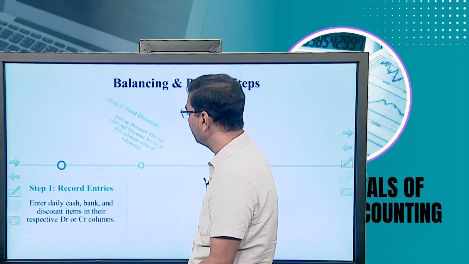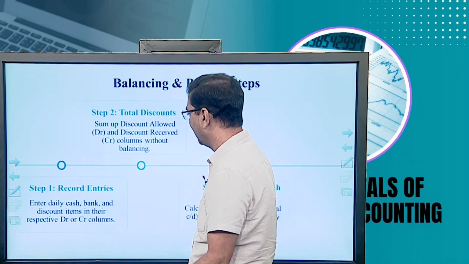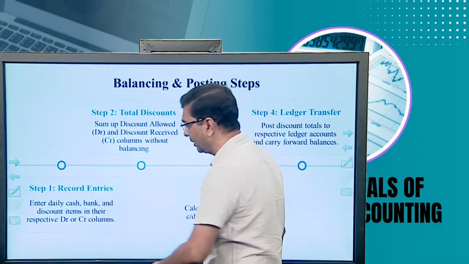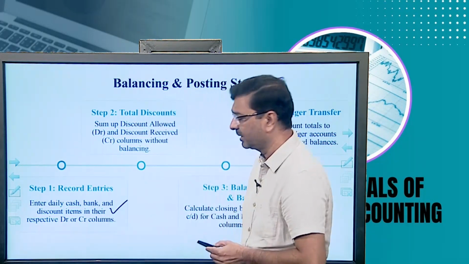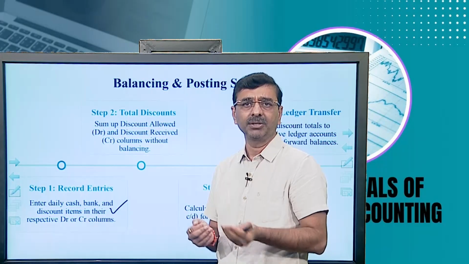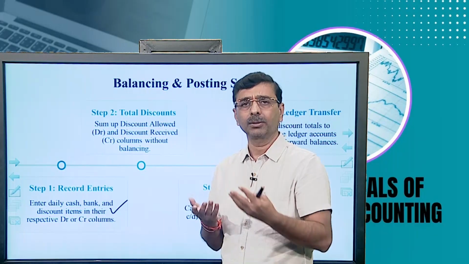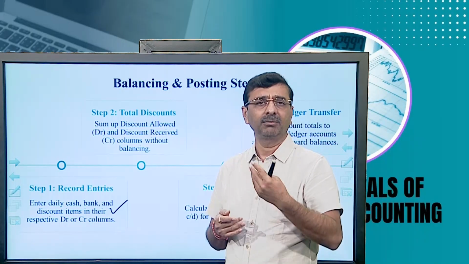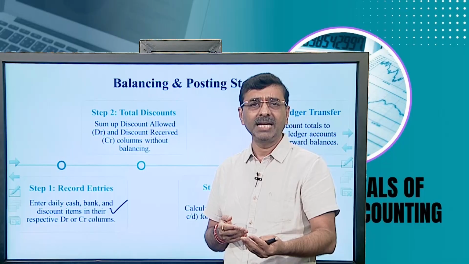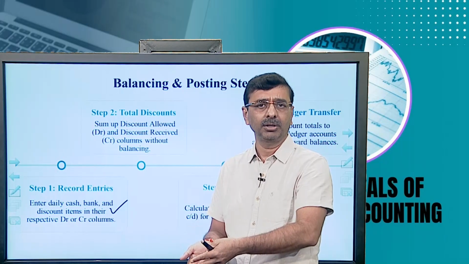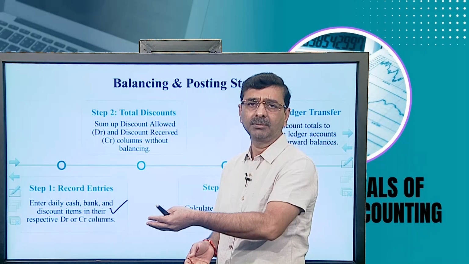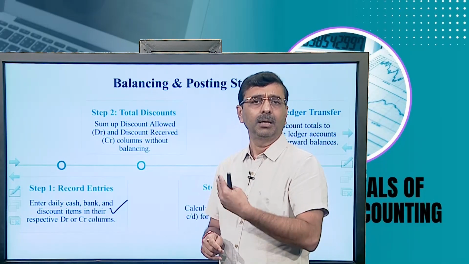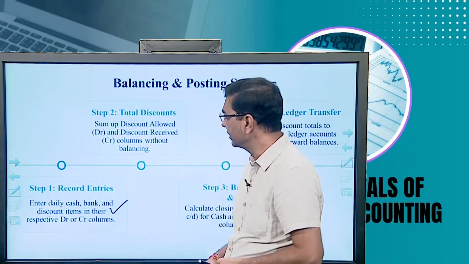The balancing and posting steps are recorded. First, record entries and enter daily cash, bank and discount items in their respective debit and credit columns. As I mentioned, the 3 columnar cash book is also similar to a ledger account, right? So cash and bank entries are considered, and we have to write the daily transactions in the 3 columnar cash book. Debit items will be recorded on the debit side, and credit items on the credit side, along with the discount allowed and discount received also.